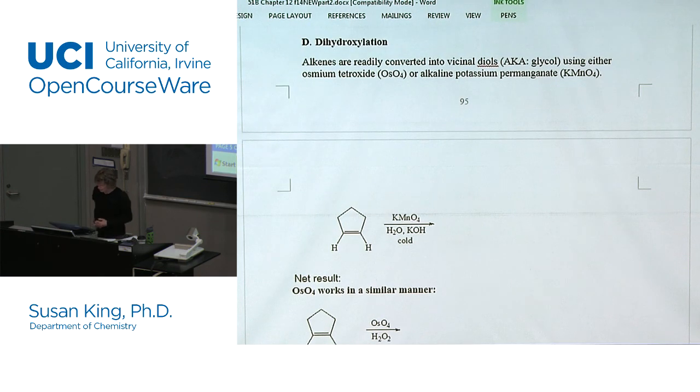So, dihydroxylation, vicinal diols. So that means we get 2 alcohols right next to each other. And there's 2 reagents for this. This is the one that I use.